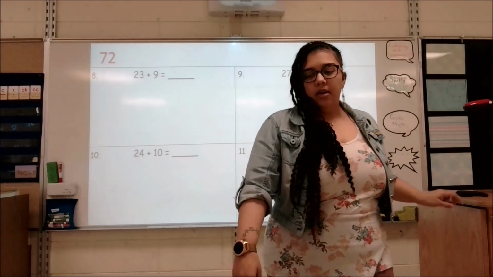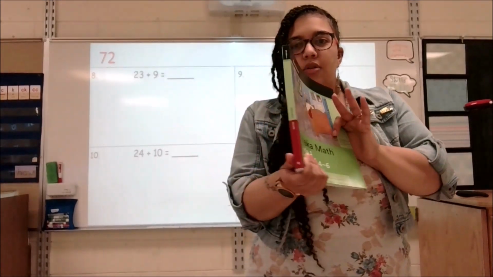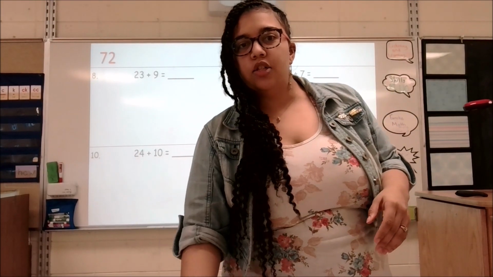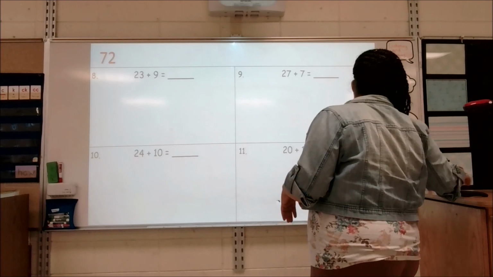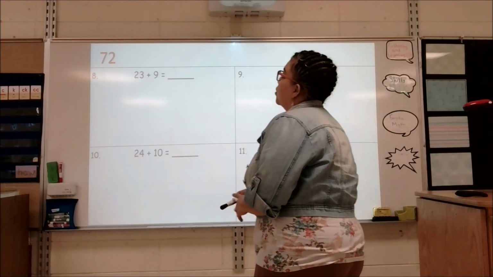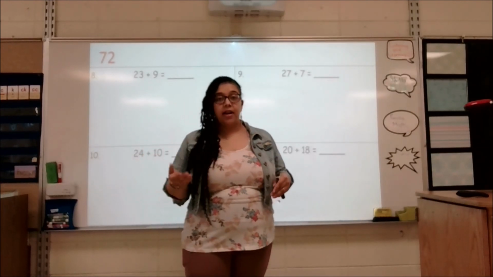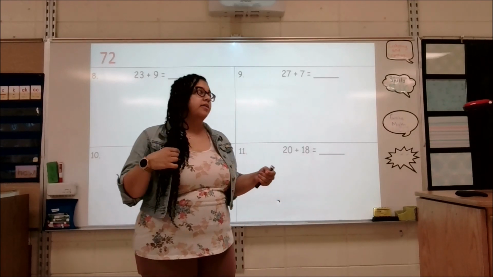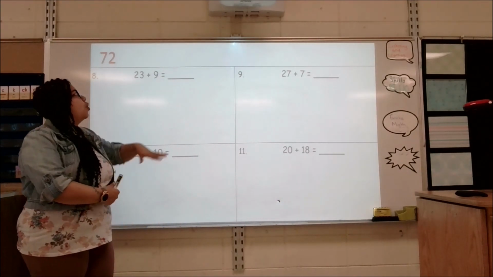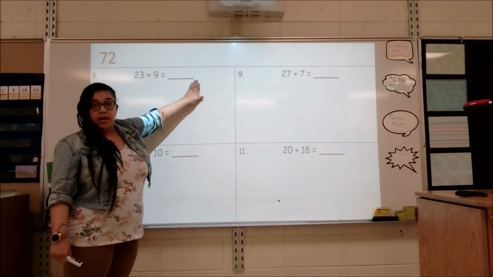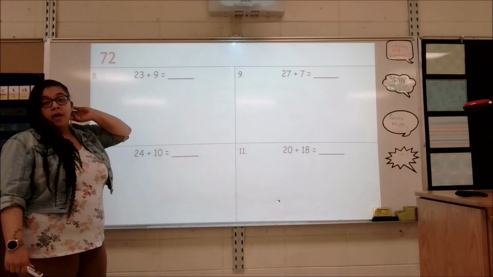Let's go ahead and practice a few of these, and you can find them on page 72 in your Succeed book. This is questions numbers 8, 9, 10, and 11. What we're going to do is some adding with the 1s, and some adding with 10s. This one here, we're going to use the number bond strategy. That's our primary strategy right now.